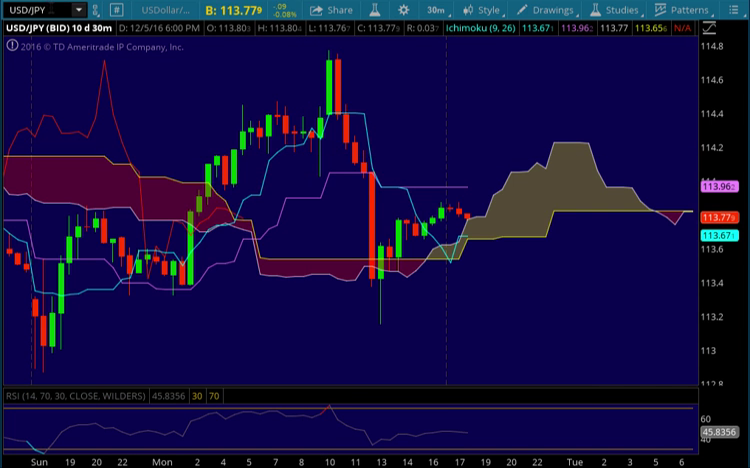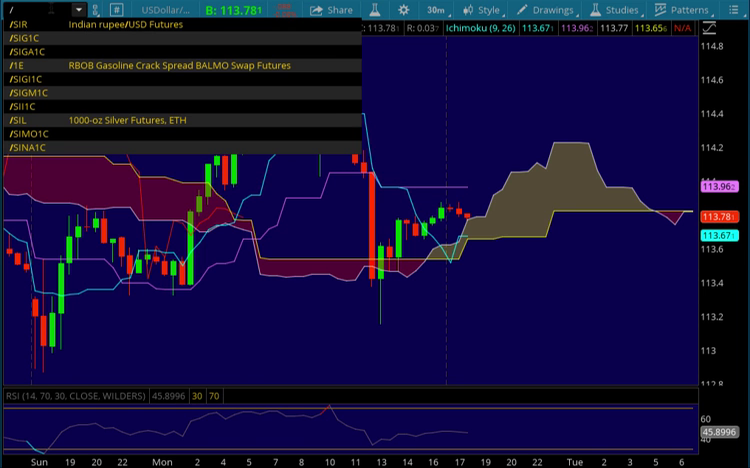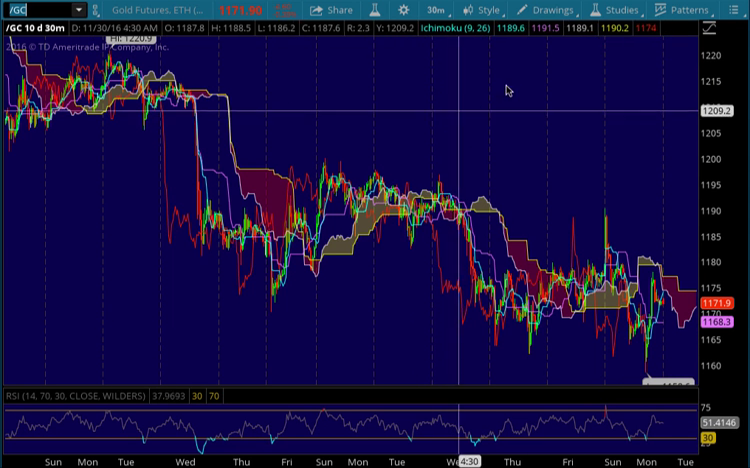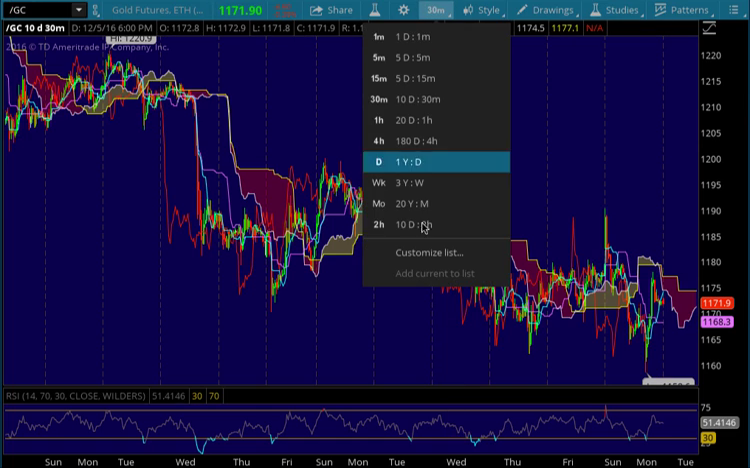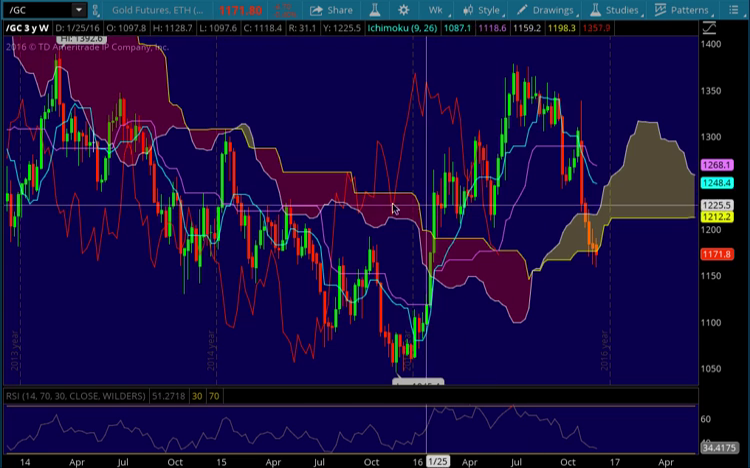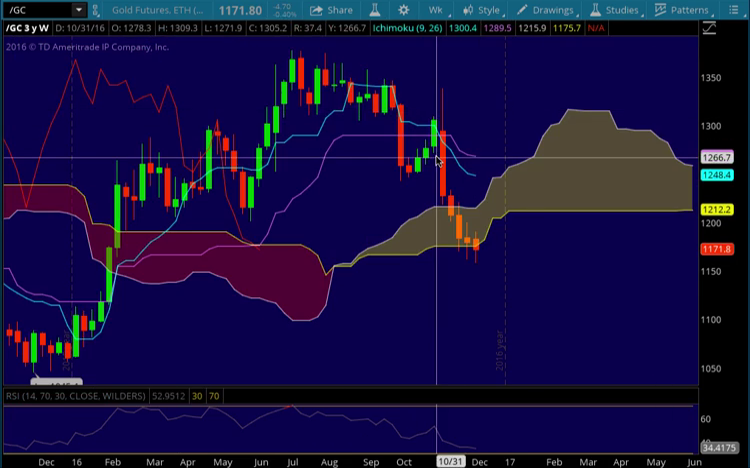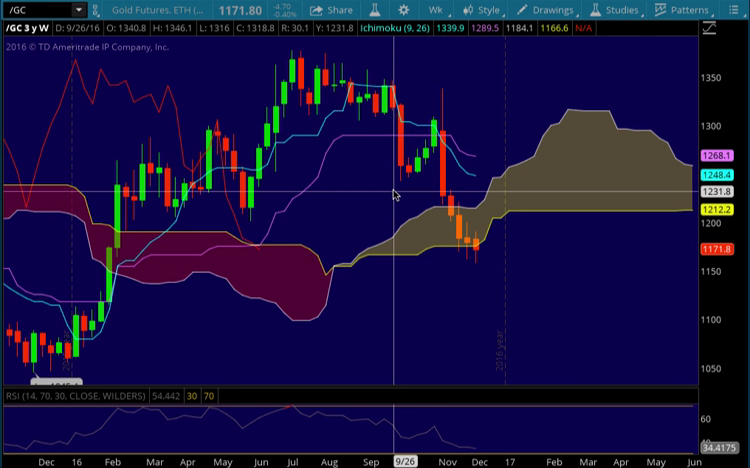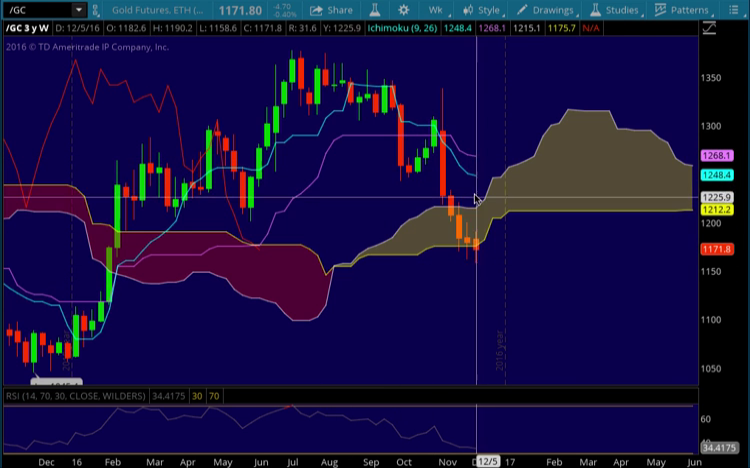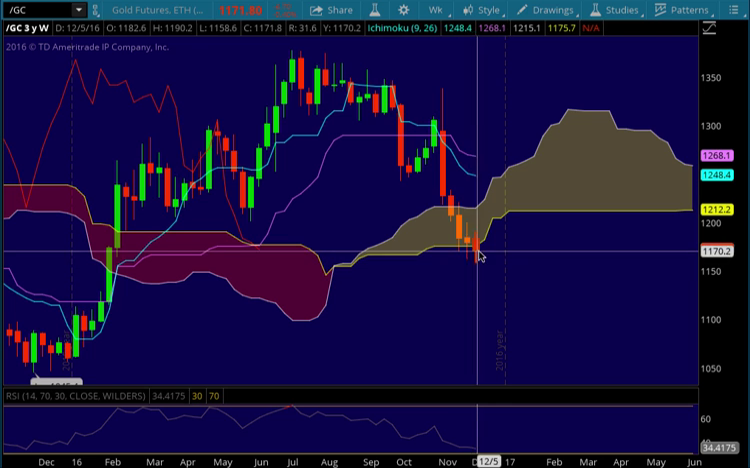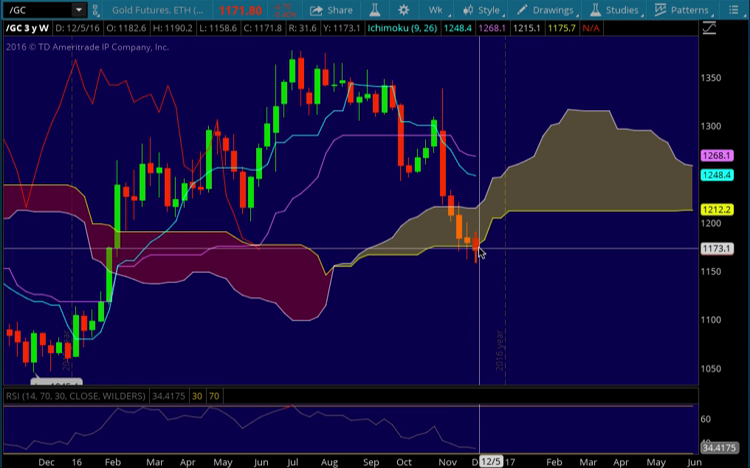I will, geez, it's been a long day. I will let you take a peek at the gold chart just for the fun of it. Because gold's in a very interesting place on the weekly time frame as well. Gold actually traded and is currently underneath the weekly cloud here.